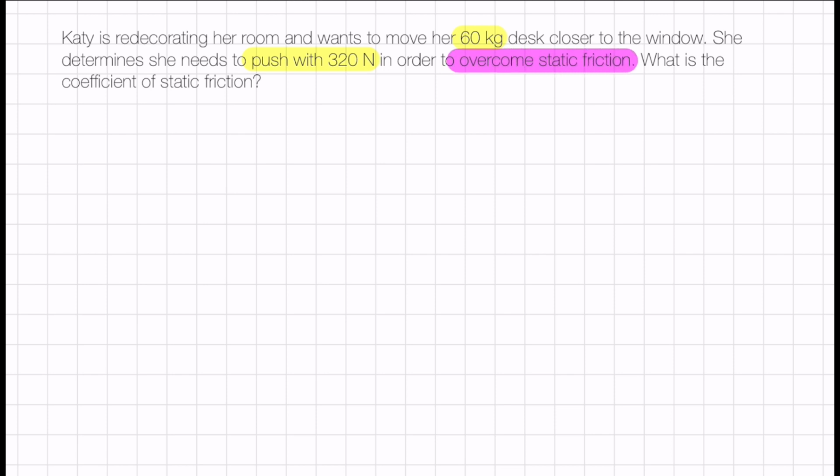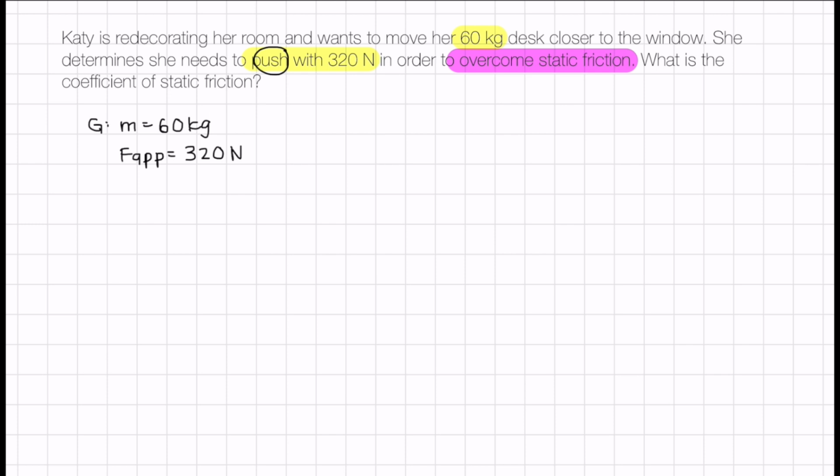Okay, so the two numbers, let's address those. The first one is obviously mass because it's kilograms. So we know that the mass is going to be 60 kilograms. The second thing I see here is she needs to push with 320 newtons. That push tells us that this is F applied. So F applied is equal to 320 newtons.